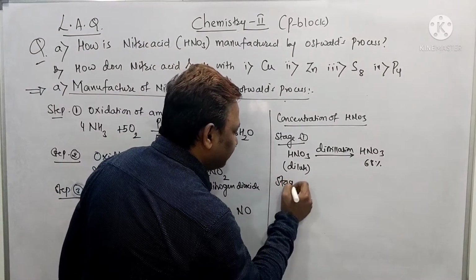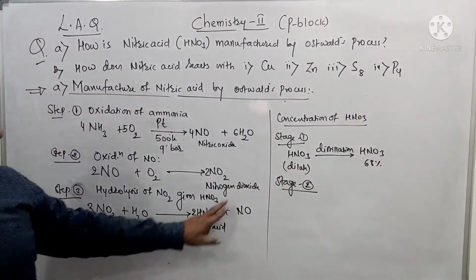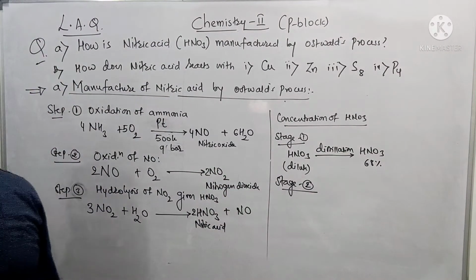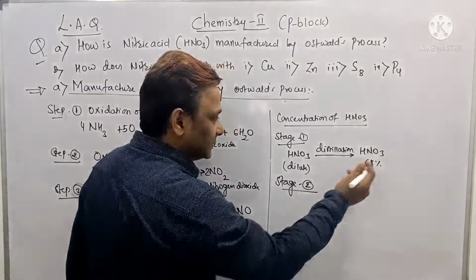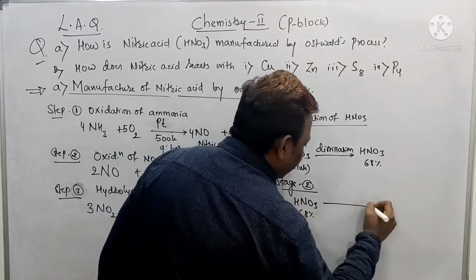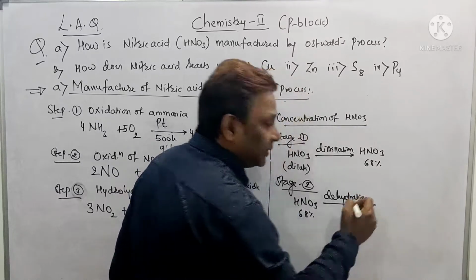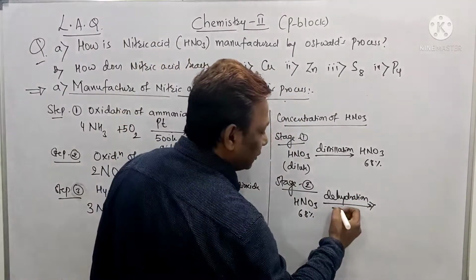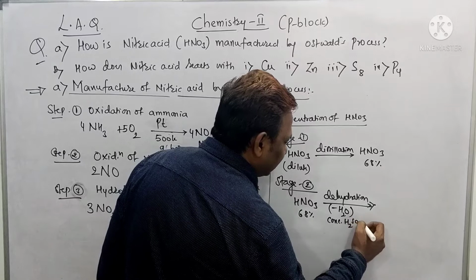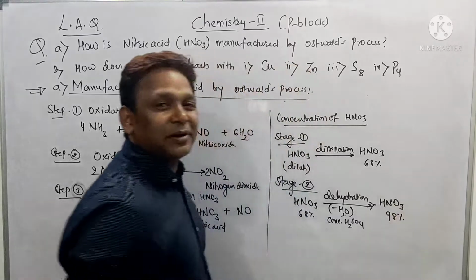Now stage 2, beta, or we can say step 2. This obtained 68% is still dilute. Now this 68% nitric acid has to be dehydrated, beta. It still has water molecules. This HNO3, which is 68%, we have to take through a process called dehydration. Sir, what is meant by dehydration? Removal of water molecules. Sir, removal of water molecules can be done in the presence of what? Concentrated sulfuric acid. Now I got nitric acid which is 98% pure.